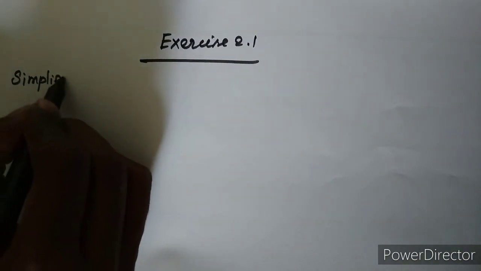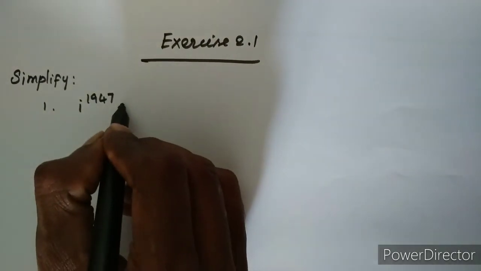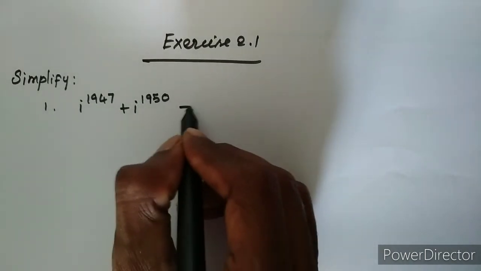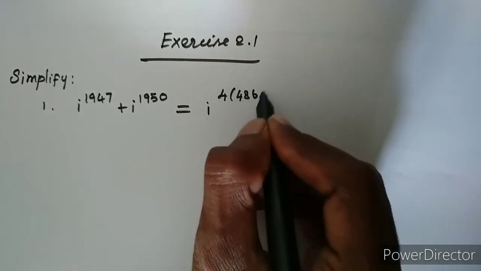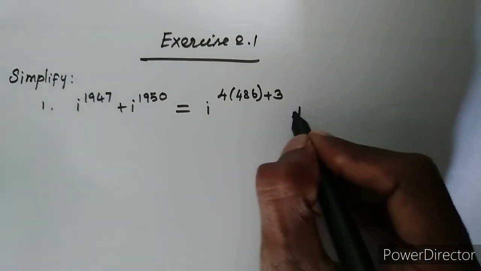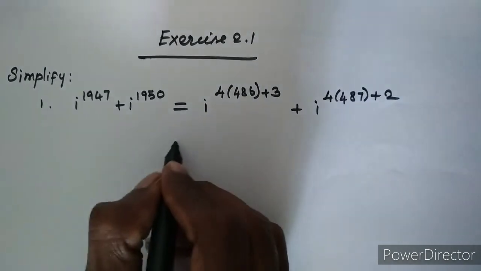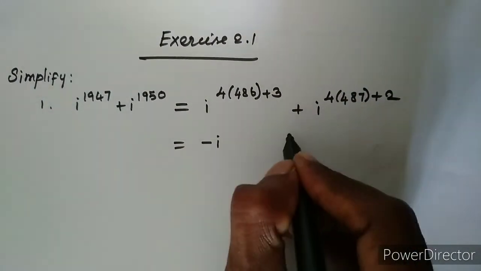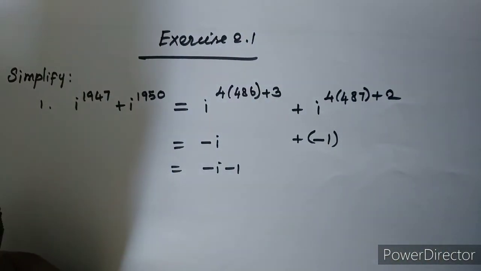Now let us consider exercise 2.1. It is similar to the example problems. Simplify the following. Problem number 1: i power minus 1947, plus i power 1950. 1947 is equal to 4 into 486 plus 3. The remainder is 3. Then 1950 is 4 into 487 plus 2. So the first one is i power 3, the second one is i power 2. i power 3 means minus i, i power 2 is minus 1. Answer: minus i minus 1.